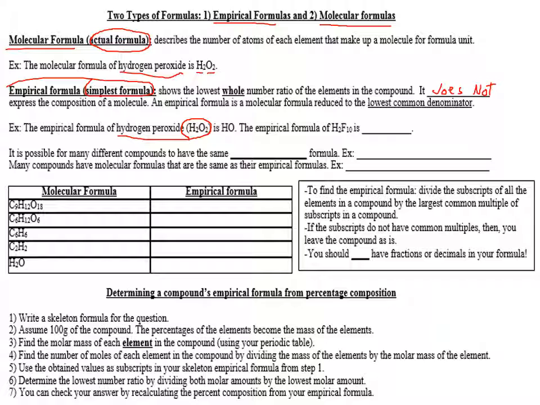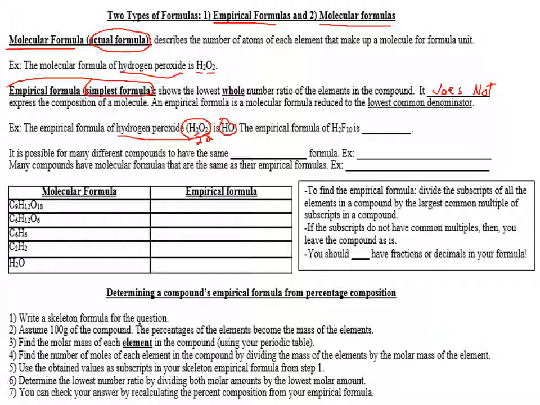But sometimes I might not have the exact formula. I might just have some information that'll get me what's called its empirical formula, its simplest ratio. So you can see here, a 2-to-2 ratio is the same thing as a 1-to-1 ratio. Like when you reduce a formula, divide by 2 here. And so our empirical formula for hydrogen peroxide is HO.